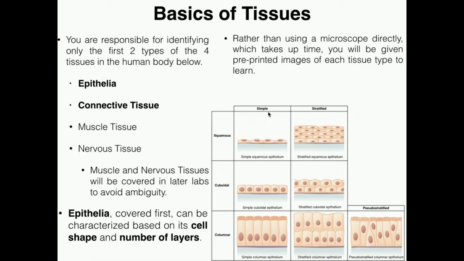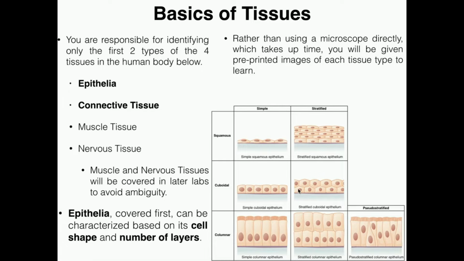Now let's look at the layers, the number of them, and see how we can classify it there. If there's one layer of these cells, the term for that is simple. Okay, so for example, here's squamous cells, and there's just one layer of those. Therefore, this type of tissue would be called simple squamous epithelium. All right. The second way to classify the layers generally is stratified. So here we see that there are multiple layers of these cells stacked on top of one another. And so because each individual cell is flat, but there's multiple layers, we would call this stratified squamous epithelium.